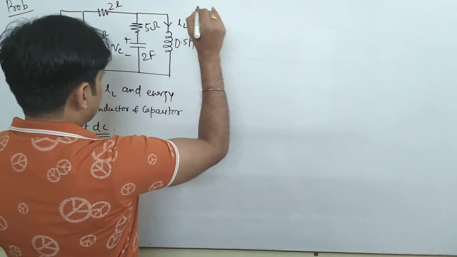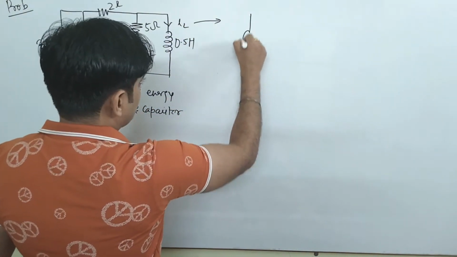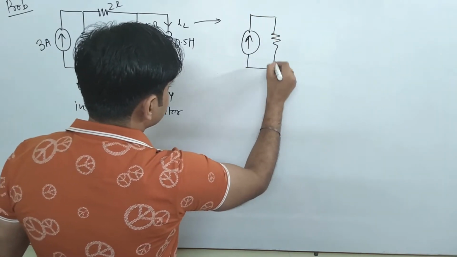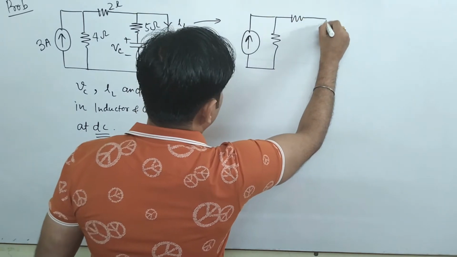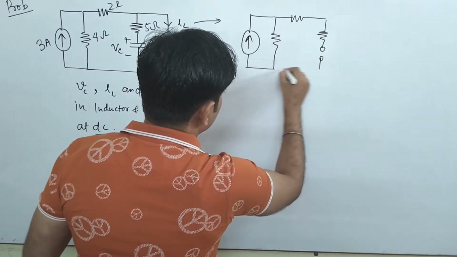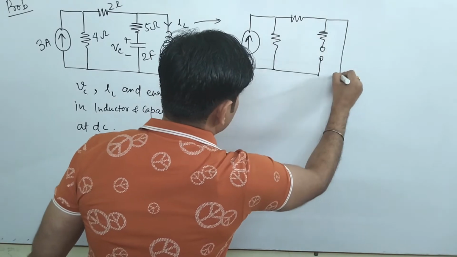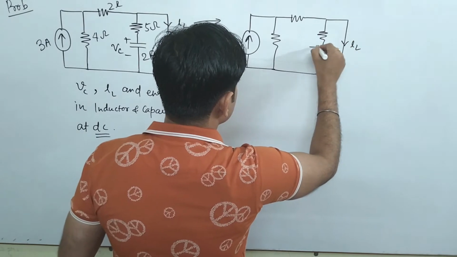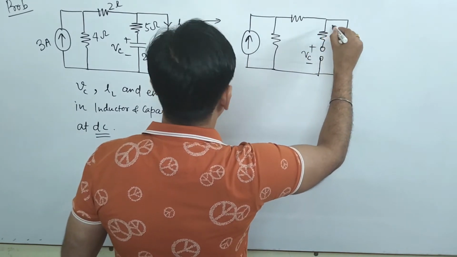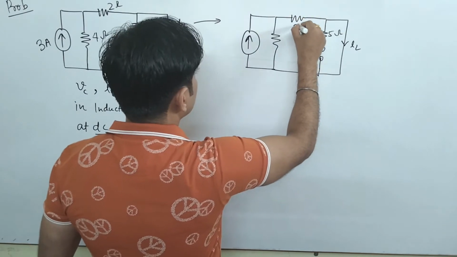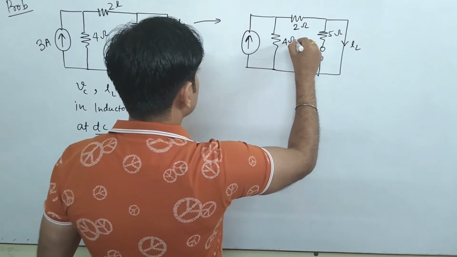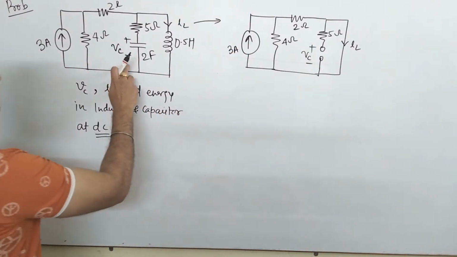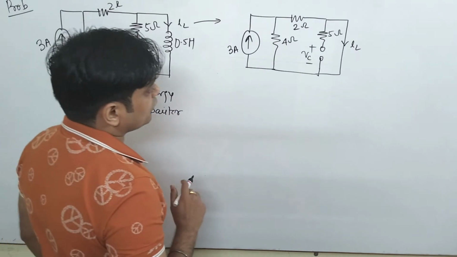Now we will draw this network at DC. Now please see, when we draw this network at DC, your capacitor gets open circuited and the inductor gets short circuited. Here is the current IL, this is your VC, this is 5 ohm, this is 2 ohm. Now at DC this capacitor gets open circuited and this gets short circuited.